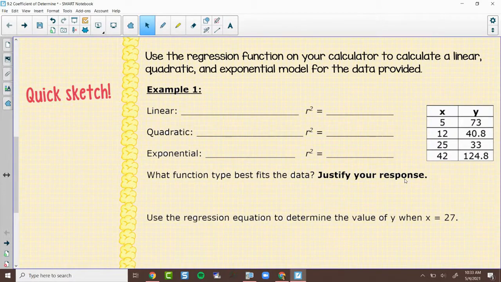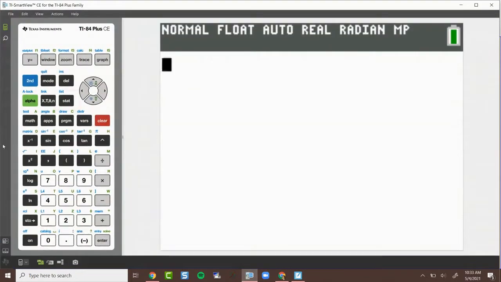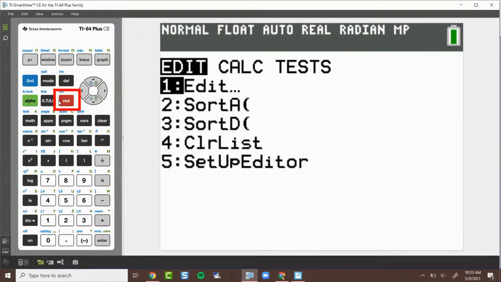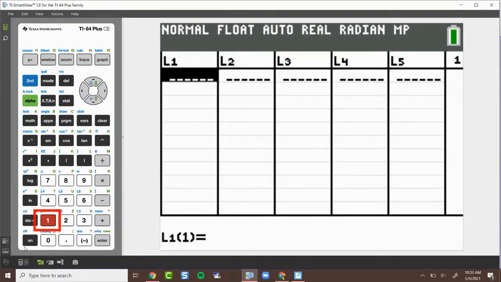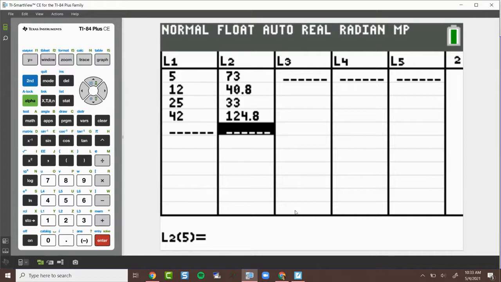Go ahead and enter all of that data into your graphing calculator. As a quick reminder, you're going to hit the Stat button, and then you're going to hit Edit, and go ahead and fill in your table. Hopefully it looks something like this. Now we're ready to find the regression model.